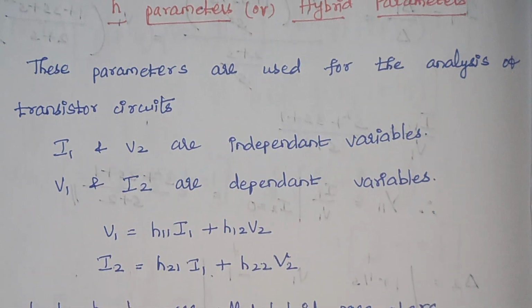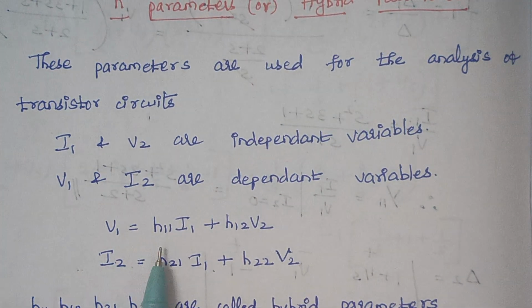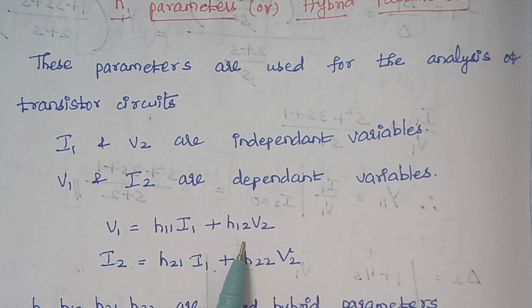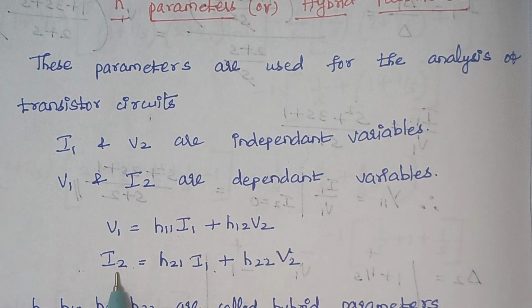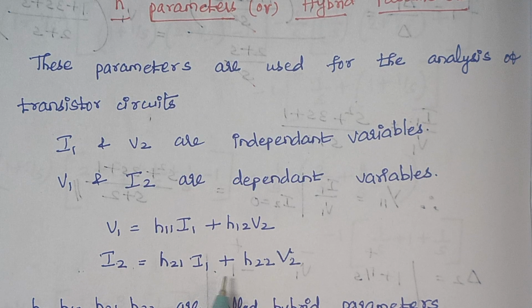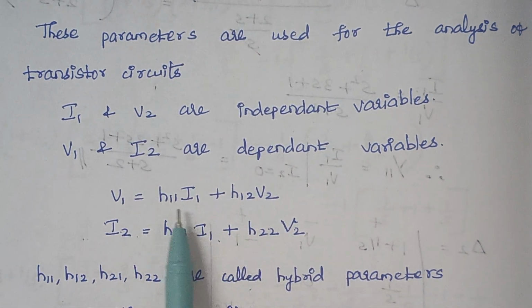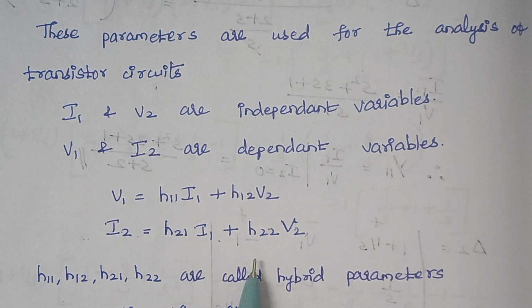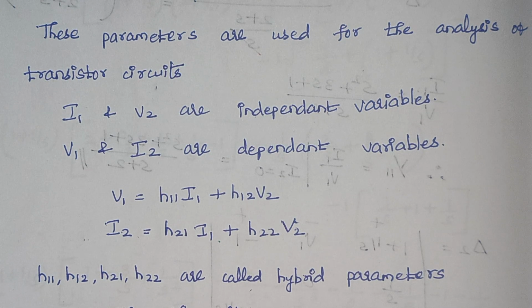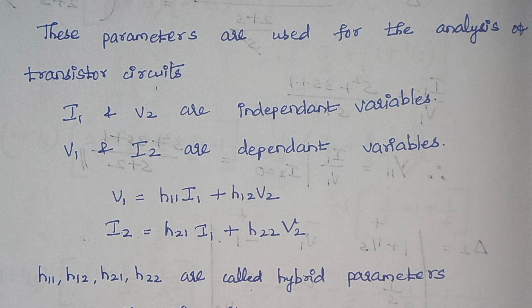So here the basic equation is V1 is equal to H11 I1 plus H12 V2 and I2 is equal to H21 I1 plus H22 V2. So here all the H terms, H11, H12, H21 and H22, are called hybrid parameters. As usual, here we are going to evaluate all these four parameters.